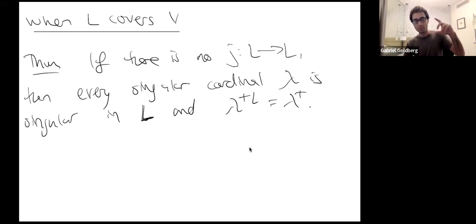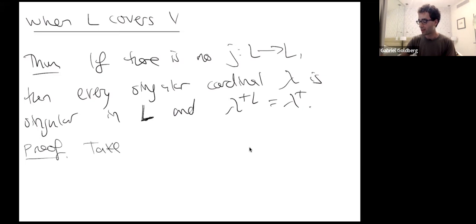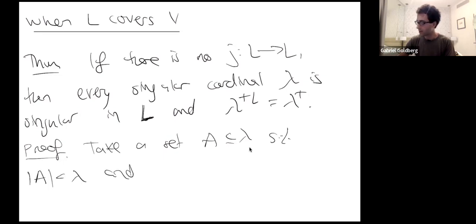So L knows a lot about the structure of the cardinals in V. It can correctly compute certain successor cardinals. So the proof is just, well, why is lambda singular in L? Take a set A contained in L, contained in lambda, such that the cardinality of A is less than lambda, and A is cofinal in lambda.